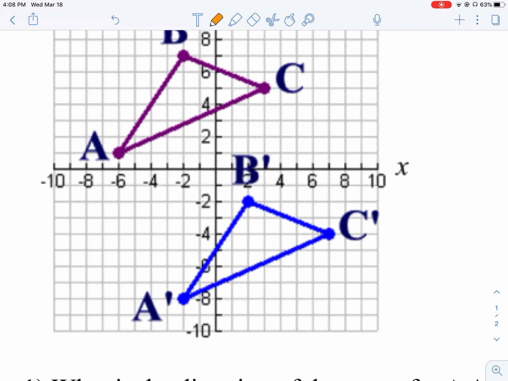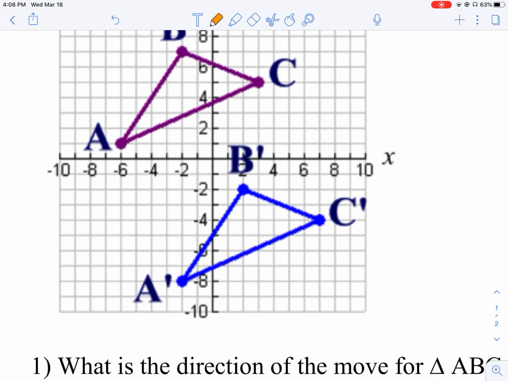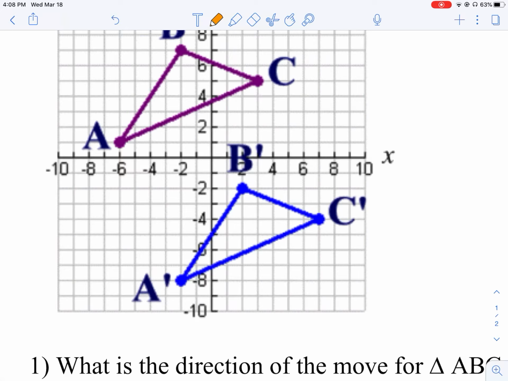So let's see how many times it moved. I'm going to use my pencil, and I'm going to go from either A to A prime or B to B prime or C to C prime to see how many times it moved. So let's see, I'm going to count. I'm going to start with A, and it looked like it went 1, 2, 3, 4, 5, 6, 7, 8. I think I got to go one more. 9 down. So it went 9 down.